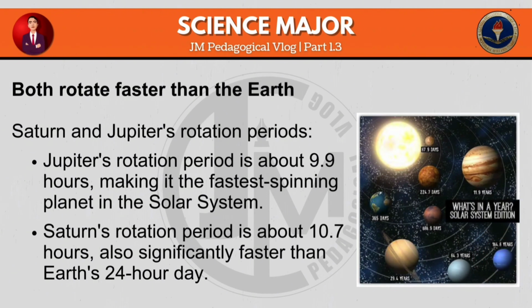Both Saturn and Jupiter rotate faster than the Earth. Despite their large sizes, they have much shorter rotation periods. Jupiter completes one rotation approximately every 10 hours, and Saturn takes about 10.7 hours for one rotation, both significantly shorter than Earth's 24-hour rotation period.